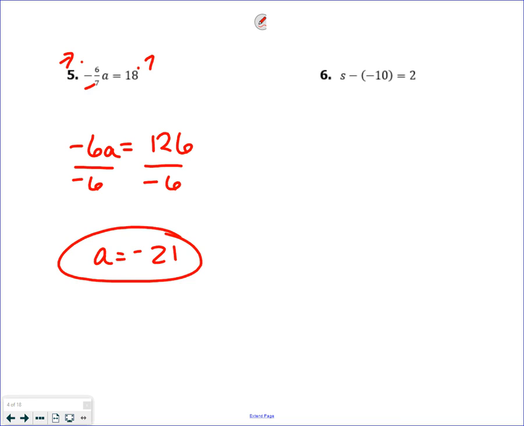Next one, anytime you see a minus and a minus sign, you should always worry about the fact that you need to change it. So a minus and a minus would be a plus 10. Once you have rewritten the question, then you're going to do the inverse operation, which would be subtracting 10, and s is equal to negative 8.